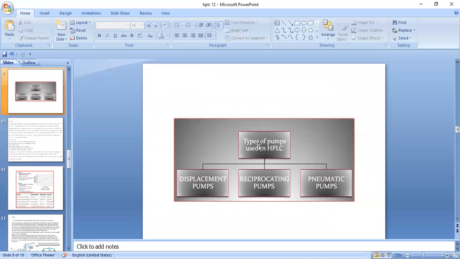There are three types of pumps that we can use. Displacement pumps are there, reciprocating pumps are there, pneumatic pumps are there. So we have three different pumps which can be used in an HPLC system. But 90% of the HPLC systems use reciprocating pumps.